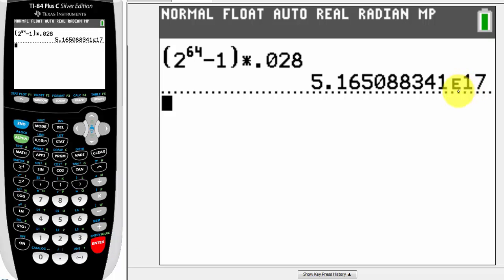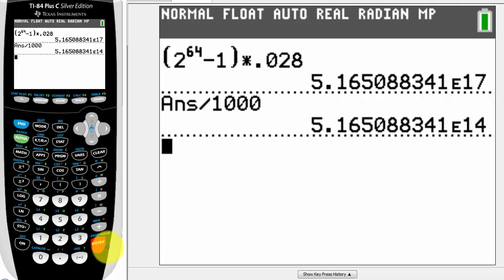That means times 10 to the 17. That's a very large number. The E17 means times 10 to the 17. Now, this is in grams. Let's divide that by 1,000 to get it in kilograms. So it is 5.16 blah blah blah times 10 to the 14. That is still very heavy.